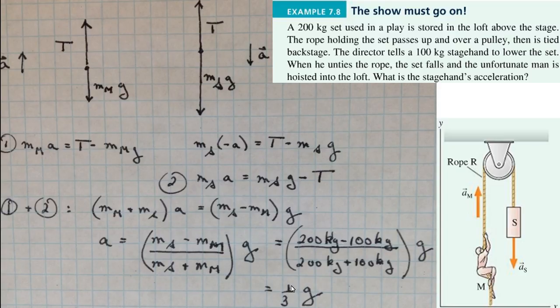over 300. In other words, it's 1/3 g, roughly 3.33 m/s squared, using easy numbers here. So that would be the acceleration upward of the human being, or downward for the 200 kilogram mass.